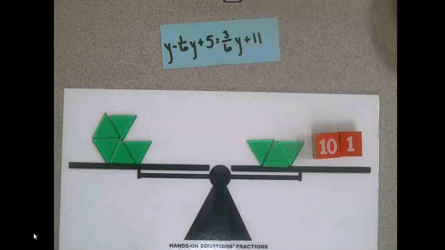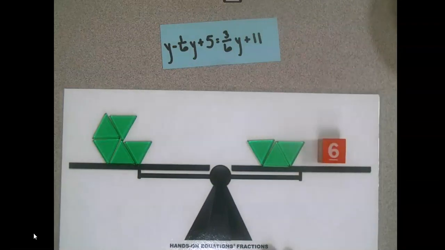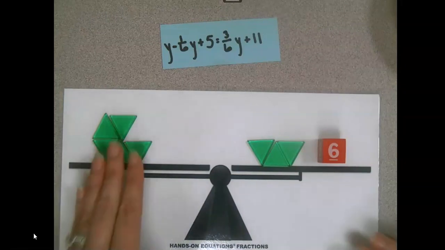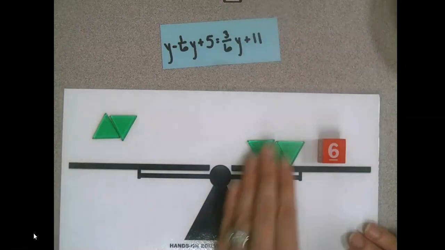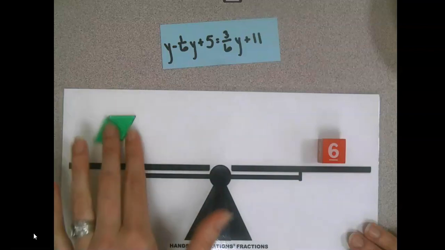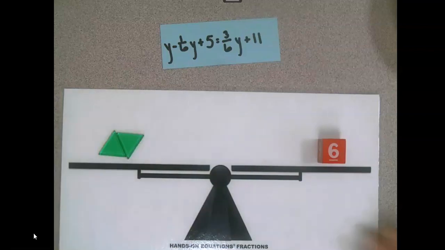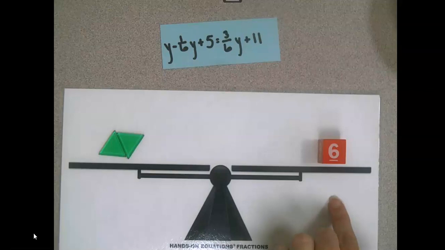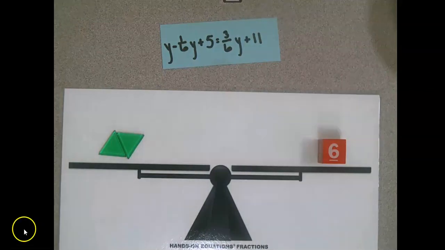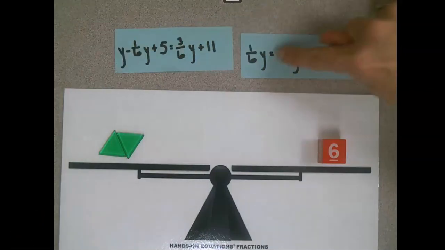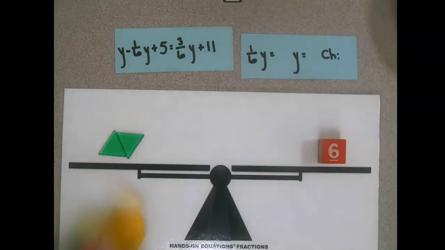So if I remove 5 from this side, I am left with 6 on this side. And now, again, I can remove my fraction blocks since they are the same as each other. So I can remove 3 fraction blocks from this side and 3 from this side, which leaves me with 2 of my green blocks left. So if 2 of my green blocks are equal to 6, that means that each one is worth 3. So if each 1/6 of y is worth 3, that means that my whole y would be worth 18. And now I can set up my original equation in order to do my check.